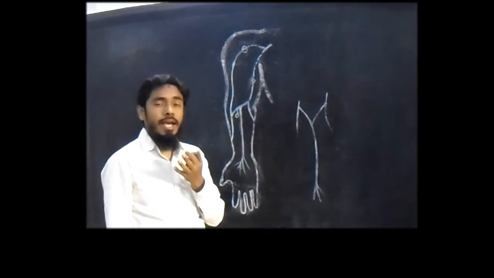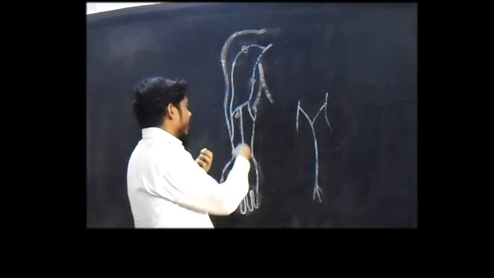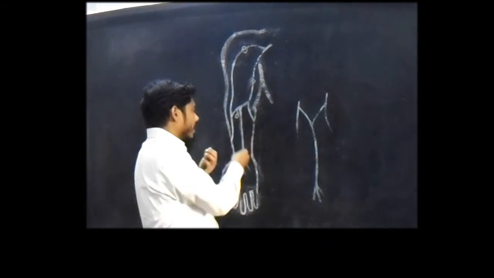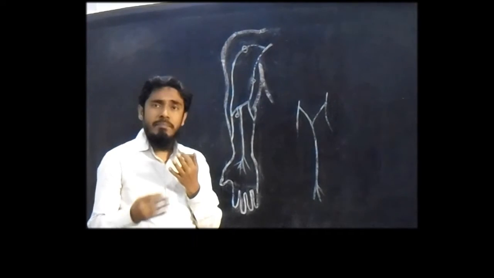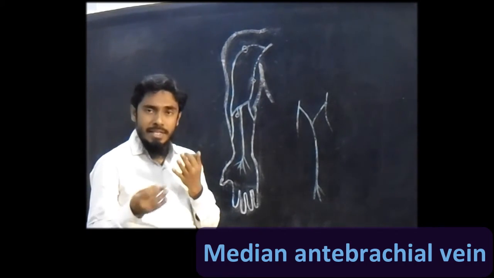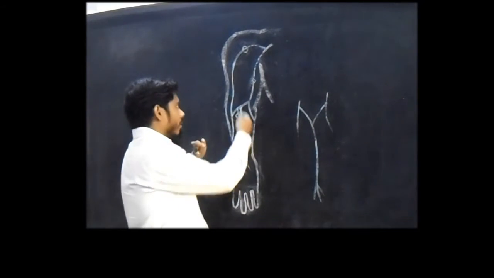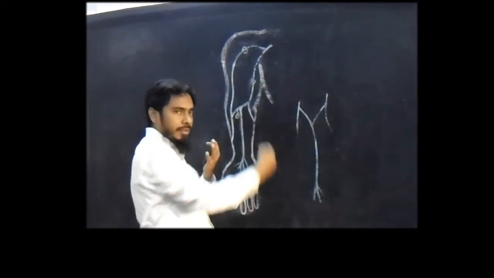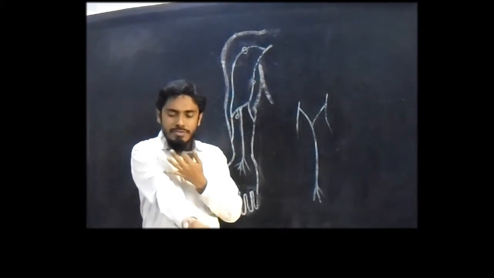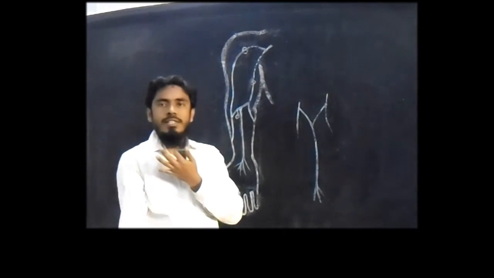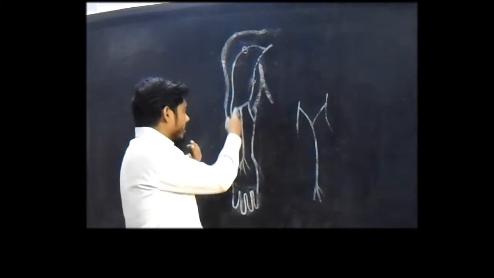And one thing I want to tell you, that another name of this median vein of the forearm is the median antebrachial vein. Ante means in front, of the brachium means the arm. Okay, this vein is situated in front of the arm. So it is the median antebrachial vein and situated in the midline.